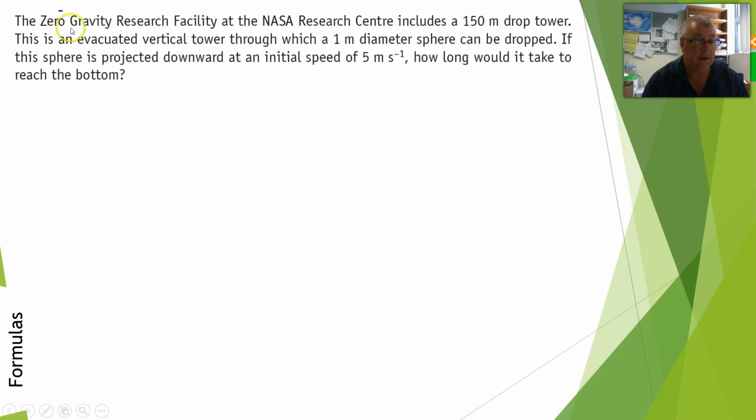In this case it's talking about the NASA Research Center where they research zero gravity. They have a tower that's 150 meters high and it's evacuated, so it's a vacuum, so there's no air resistance, and they can drop a 1 meter diameter sphere. And so you're given some information about this sphere, in this case it's got an initial velocity, and you're asked for how long it will take to reach the bottom.